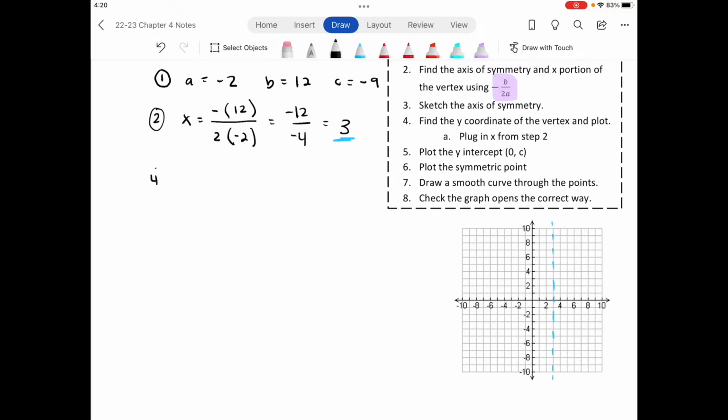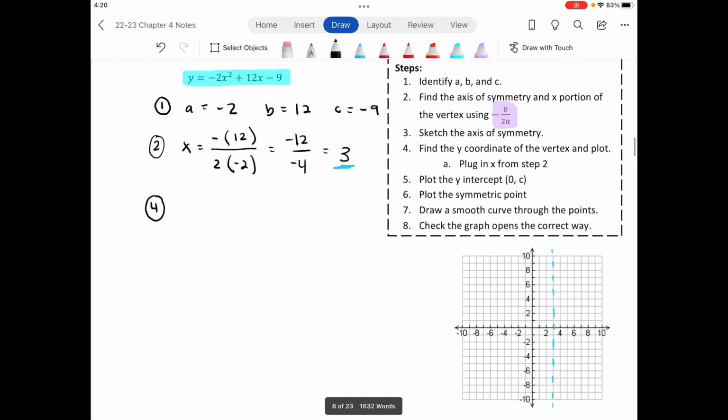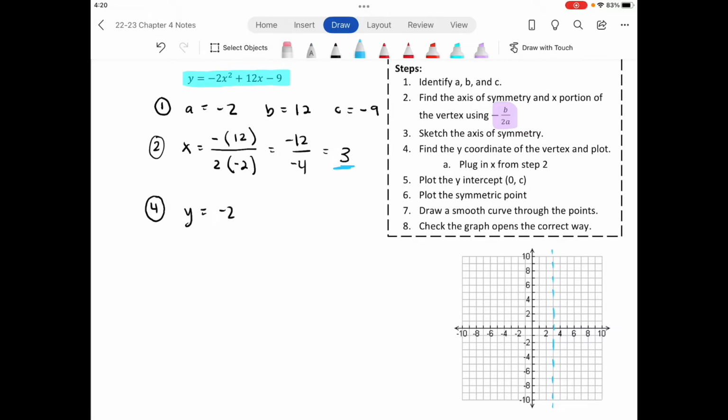Step number 4. Now we know that our vertex is going to fall somewhere along this line, but we need to find out exactly where it falls. We can plug the x coordinate back into this original equation. So we're going to have y is equal to -2 times x, which we now found is 3, all squared, plus 12 times 3, minus 9.